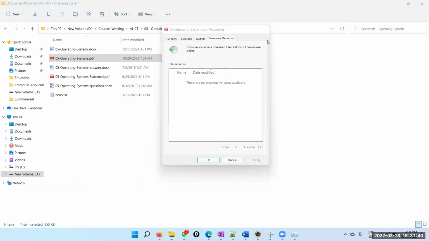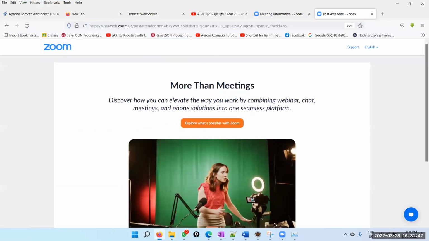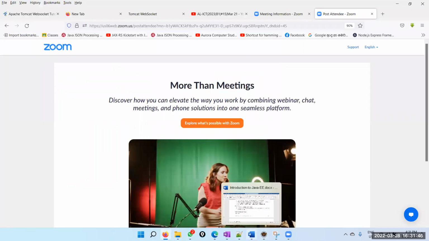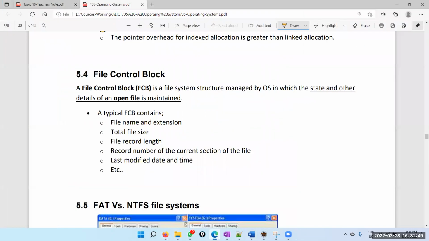So what is a file control block? It gives you the overview of the property, the big picture of the file. It's not rocket science, it's very simple, right? What is the file name? What is the extension, whether it's a zip file or PDF file or exe file? What is the file size? These are the things that we can see.